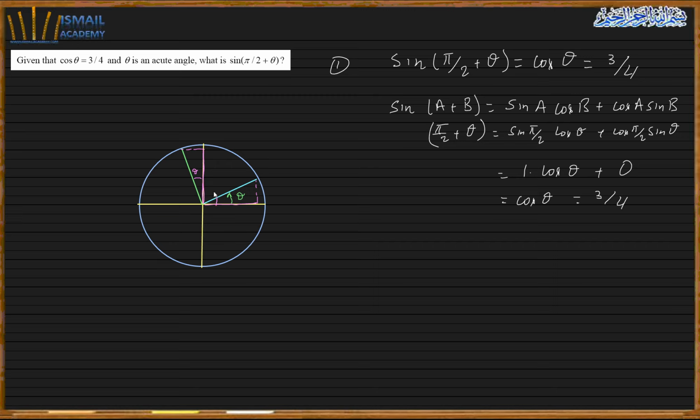So this angle is pi over 2 plus theta. As you see, the length of the cosine is the same thing as the length of the sine. Here, this is the length of sine of pi over 2 plus theta. This is the length of cosine of theta. You see, it's the same length, which means those two must be equal. So sine pi over 2 plus theta has the same length as cosine of theta, and therefore has a value of 3/4. So either way, try to choose the one that suits you for that type of question.